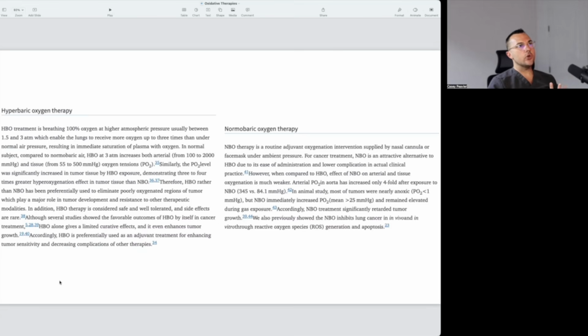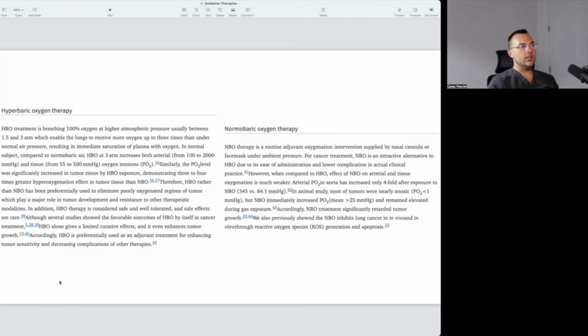Now let's talk about normobaric oxygen. Normobaric oxygen therapy, NBO therapy, is a routine adjuvant oxygenation intervention supplied either by nasal cannula or face mask under ambient pressure. For cancer treatment, NBO is an attractive alternative to HBO due to its ease of administration and lower complications in actual clinical practice. However, when compared to HBO, effects of NBO on arterial and tissue oxygenation are much weaker.